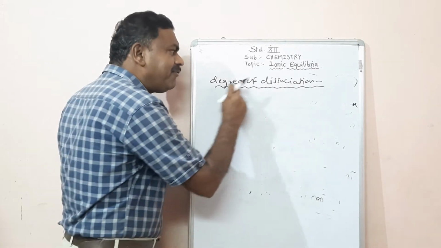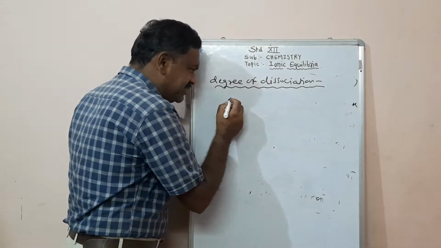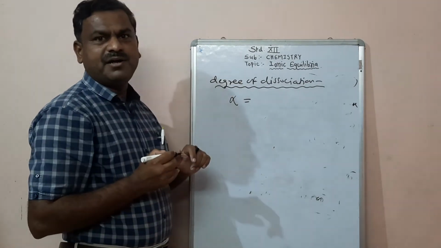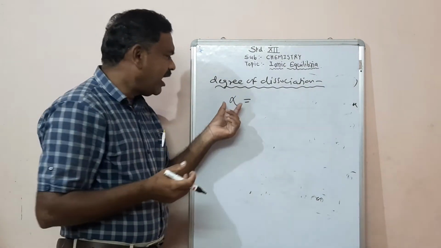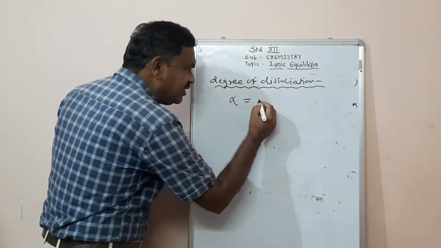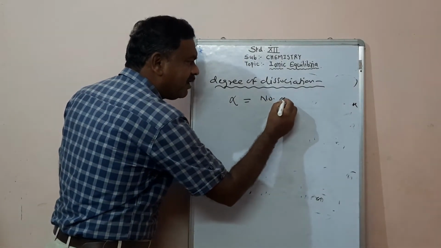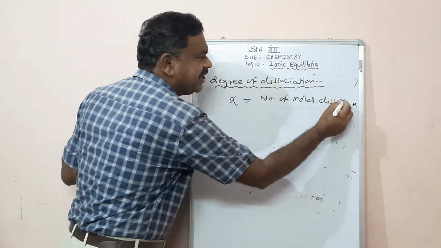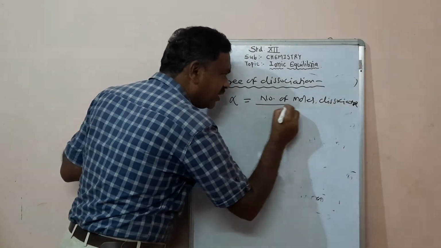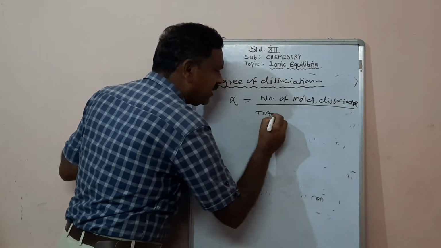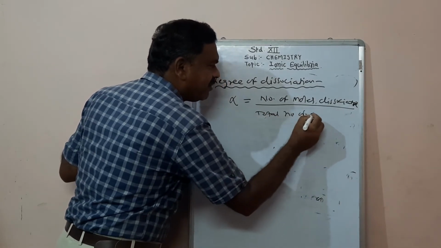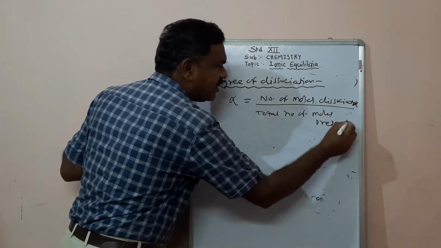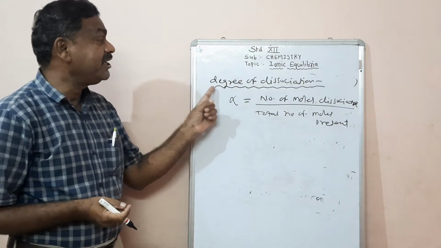The degree of dissociation is written as alpha. Mathematically, alpha is nothing but the number of moles dissociated to the total number of moles present, according to the definition of degree of dissociation.